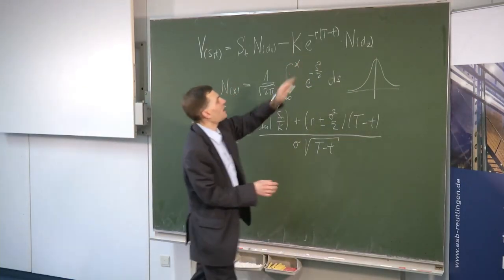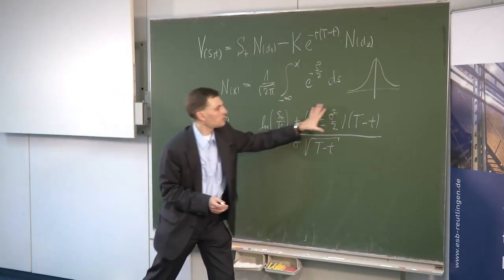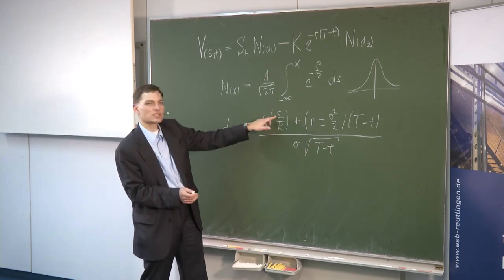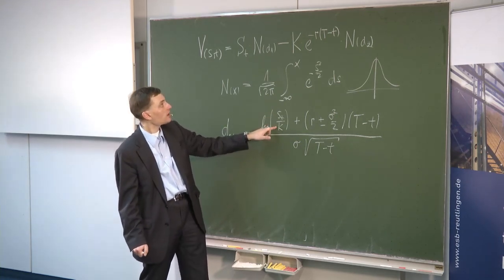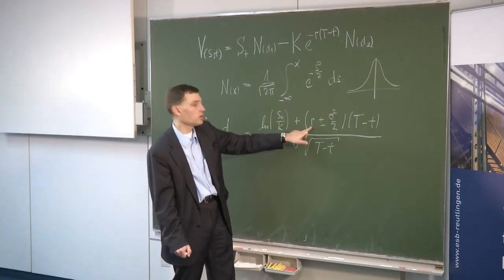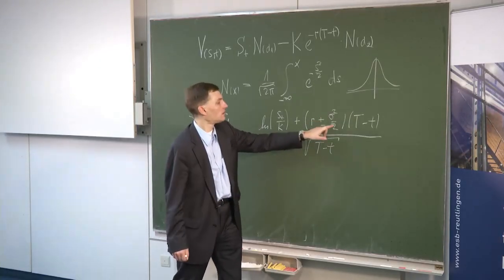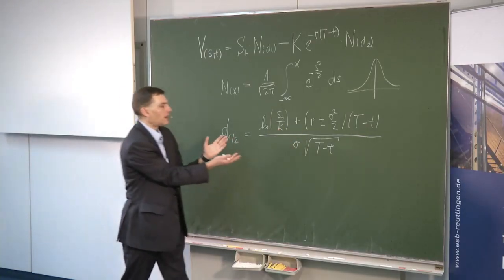I know d1 and d2, because d1 and d2 is determined by this fraction. And this fraction also consists of the stock price today. I know the stock price of Microsoft today. I know the strike price given in my contract. I know the risk-free interest rate. I know the volatility of the past. I know the time to maturity of my contract. So you see, all the variables are given.